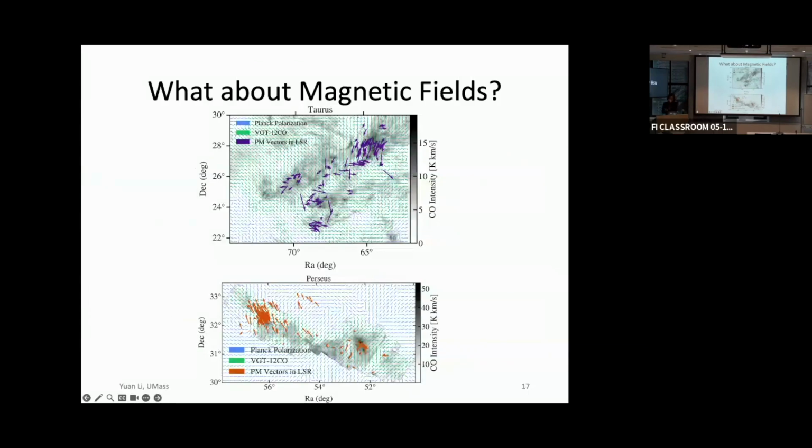Well, through Planck, and there were other methods, we could measure the magnetic fields in the projected plane of the sky. So we don't have the 3D field information, but we know the orientation of the field lines in the projected plane of the sky. So we asked the question, what do stars know about magnetic fields, or what do magnetic fields know about stars? We looked at the alignment between the stellar motions and the magnetic field directions.